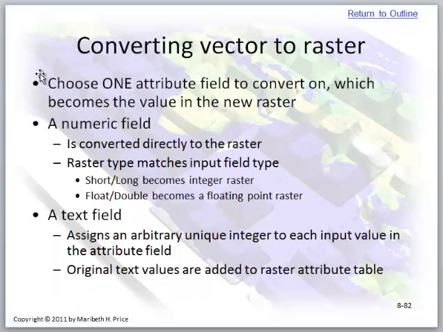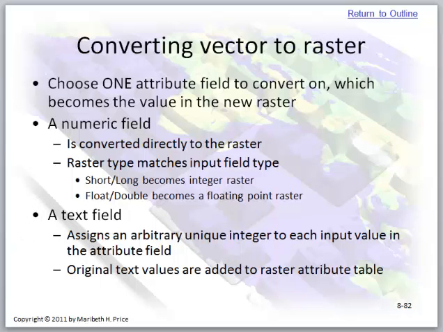Converting from vector to raster. Choose one attribute field to convert on, which becomes the value in the new raster. A numeric field is converted directly to the raster. The raster type matches the input field. Short and long become integers. Float and doubles become floating points. A text field assigns an arbitrary unique integer to each input value in the attribute field. Original text values are added to the raster attribute table.